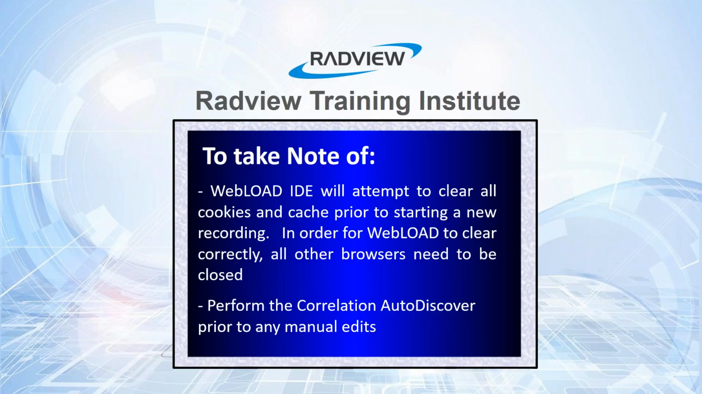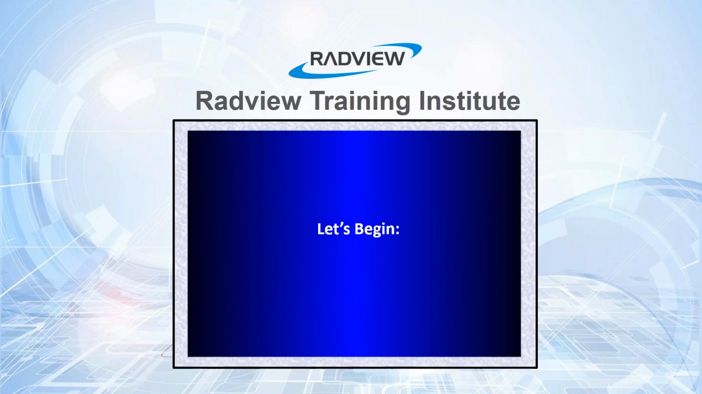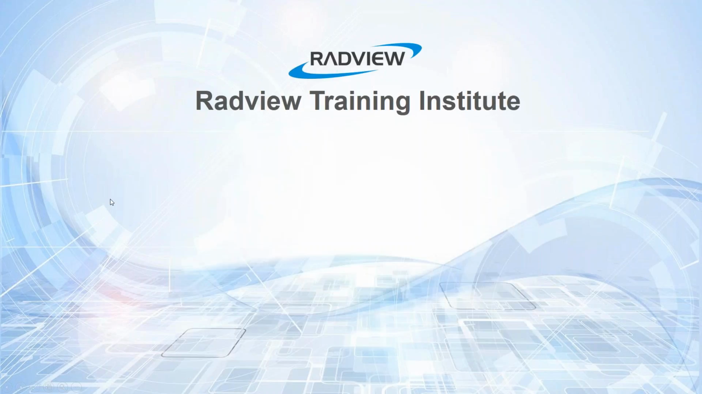If you do those manual edits first, and then run your auto-discover, there is the possibility, not in every case, but there is a possibility that the auto-discover could step on some of those manual changes that you made and overwrite them, which will force you to go back and enter those a second time. So do the auto-discover first and then go in and do your manual edits. All right, well, let's begin here. I'm going to bring up my WebLOAD IDE and we'll show you how to record a script.